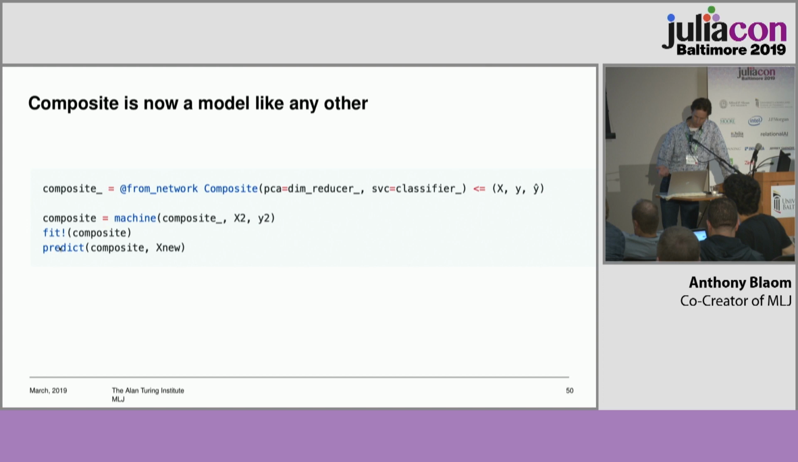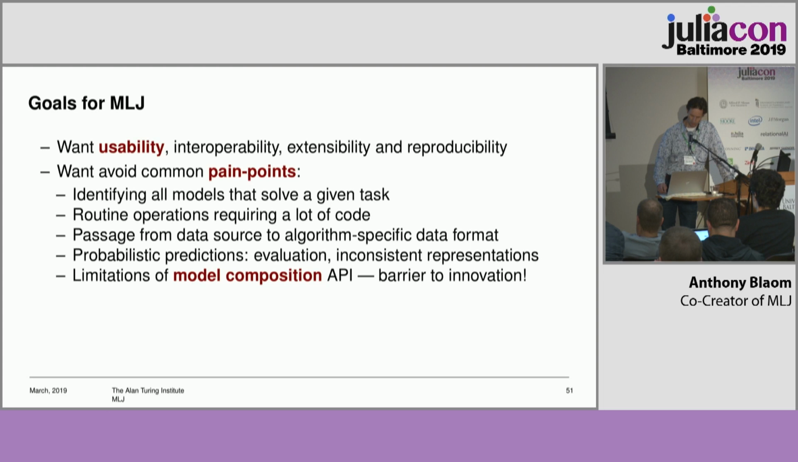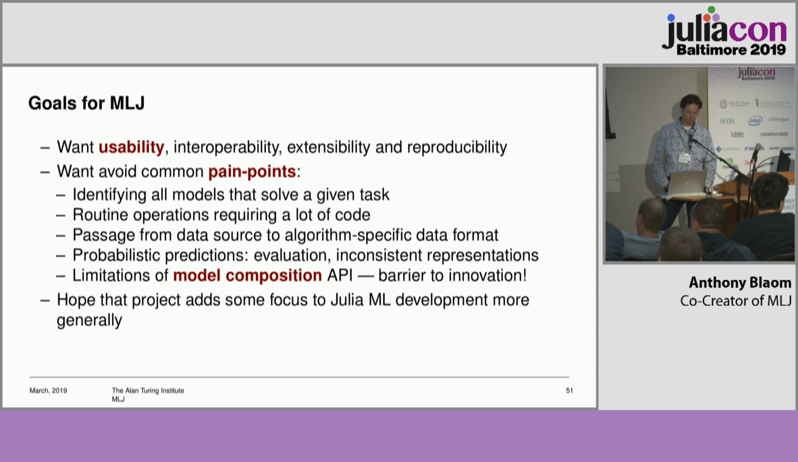So that's all I think I'll say about our goals for MLJ, except for this final goal, which has been our hope to try and add some focus to Julia machine learning development more generally, trying to bring the different parts together, like the tabular data formats and the loss functions and so on, and maybe also try and bridge some of the gaps between the different machine learning paradigms, like you have the deep learning and you have probabilistic programming and so on.